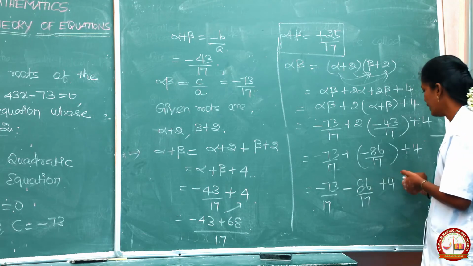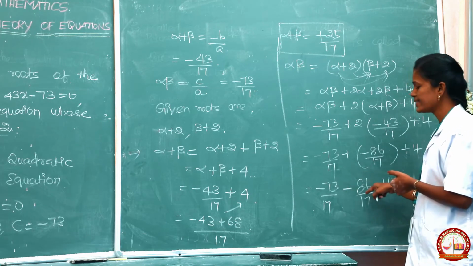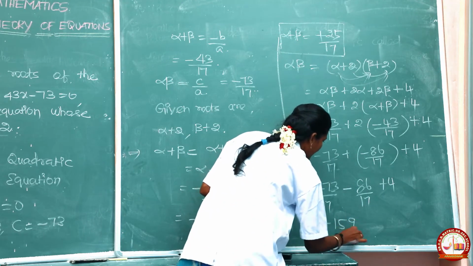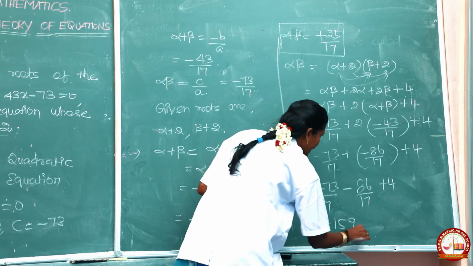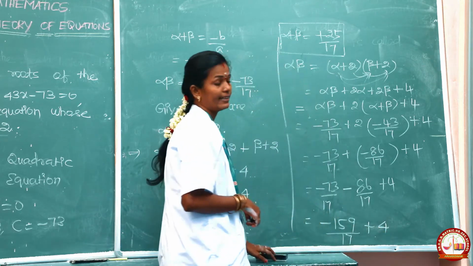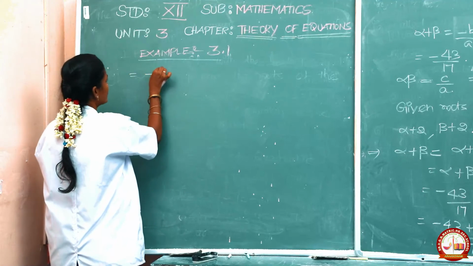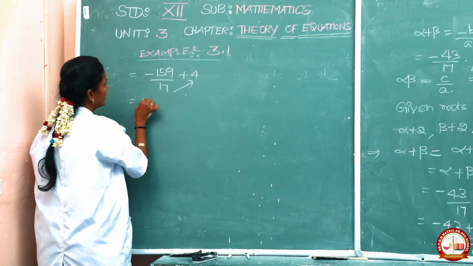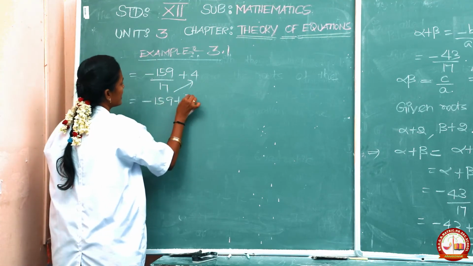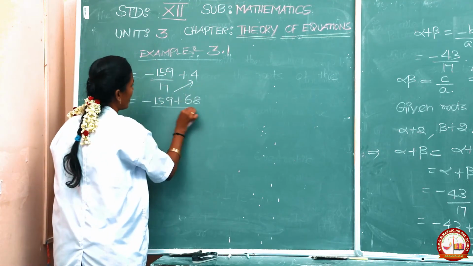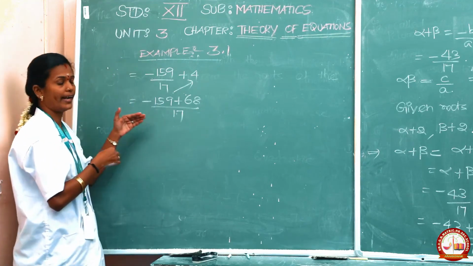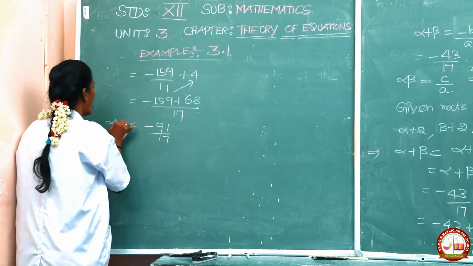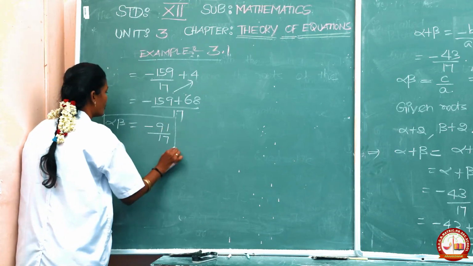Add the numerators. Minus 73 minus 86 by 17 is equal to minus 159 by 17 plus 4. And then here, minus 159 by 17 plus 4, cross multiplication: minus 159 plus 17 4s are 68 by 17. Subtract the numerator: minus 91 by 17. This is the alpha beta value.